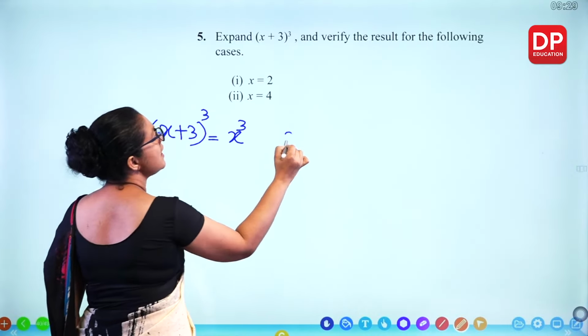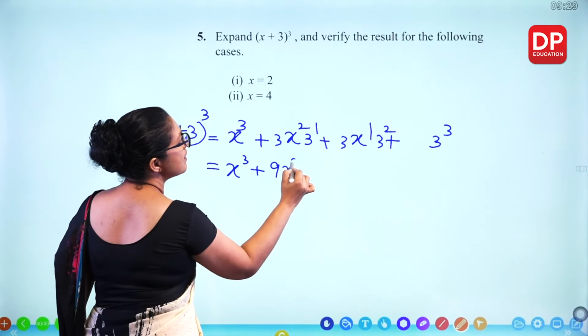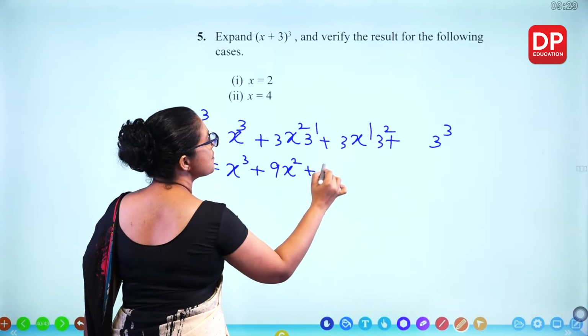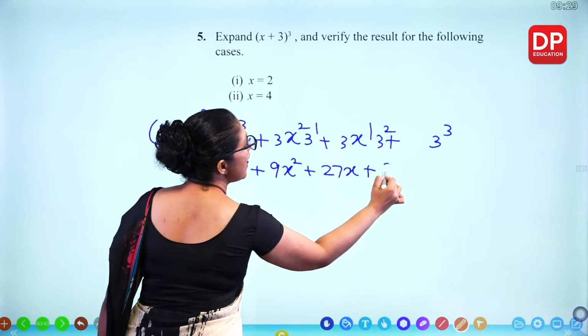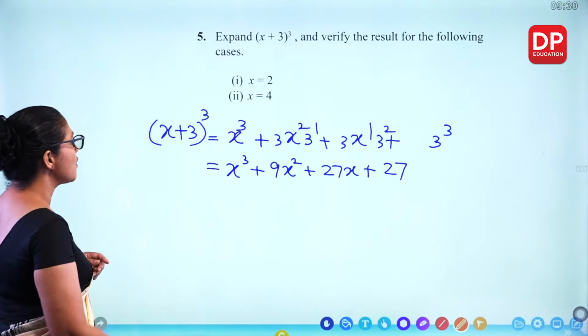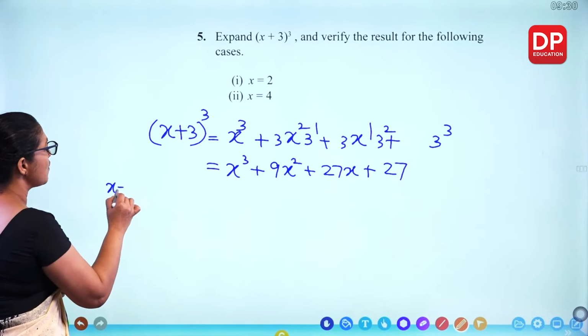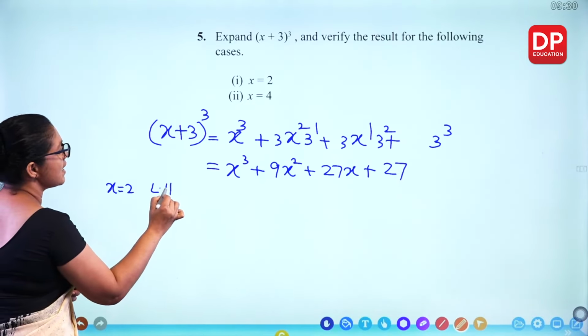Now expand and write down. X to the power 3, 3 times 3, 9, 3 times 3 times 3, 27, and you get 27. So that's the expanded form. Now you have to verify the results for the following cases when x equals 2. So when x equals 2, what's the left hand side?